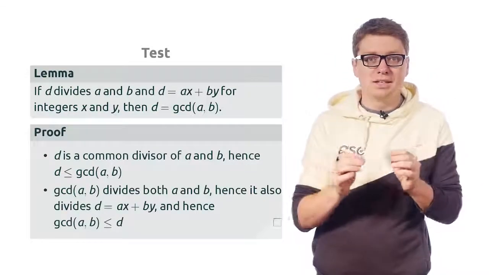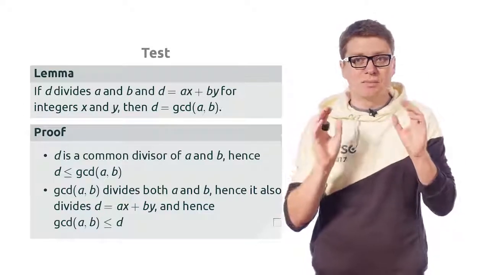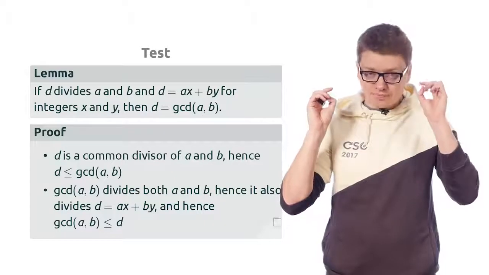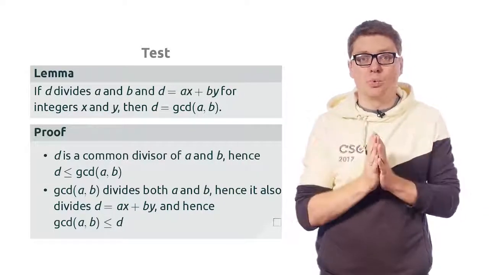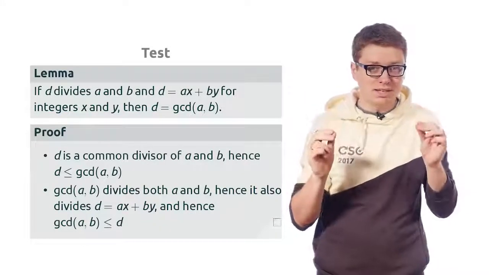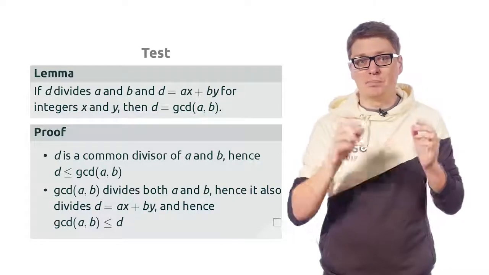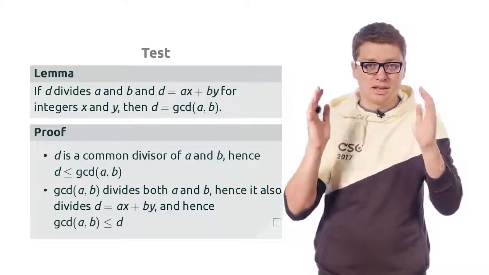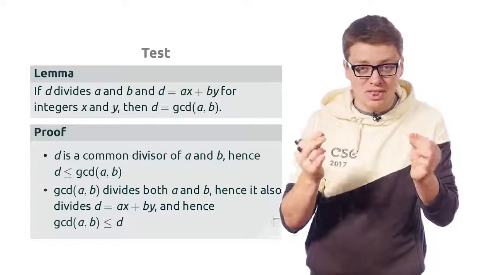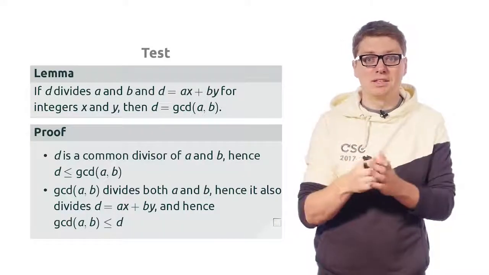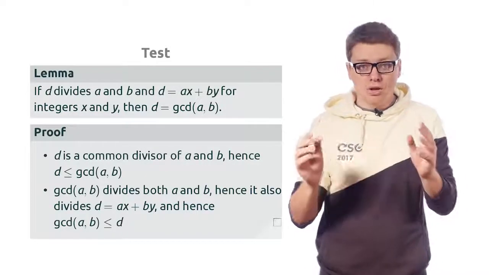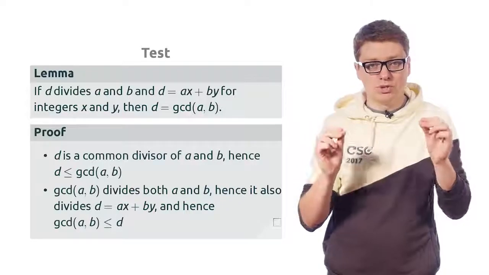On the other hand, GCD of a and b is some common divisor of a and b. But this means, in fact, that it should divide d. Why is that? GCD of a and b divides a and b. It means that it also divides a times x and b times y, and it also divides the sum of them. So we conclude that GCD of a and b divides d. But this in turn means that GCD of a and b is at most d, because no number larger than d can divide d.